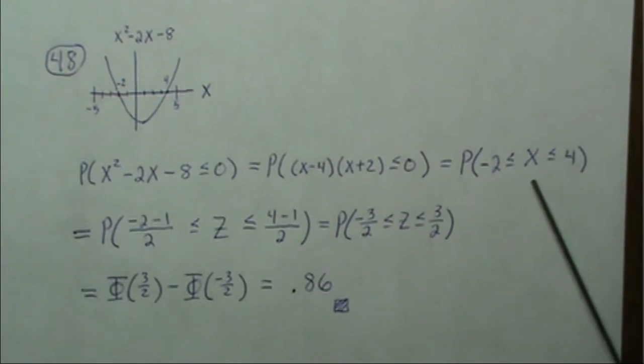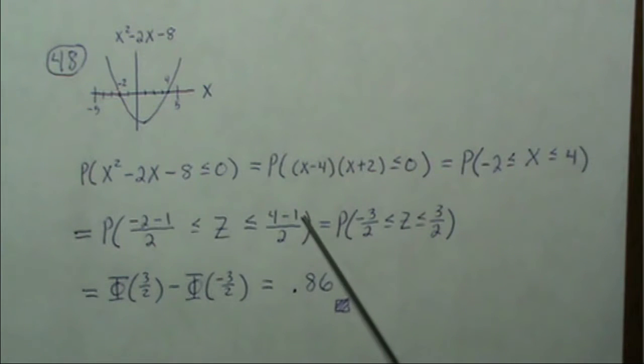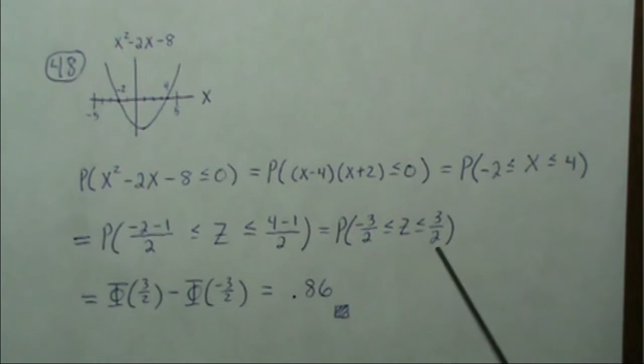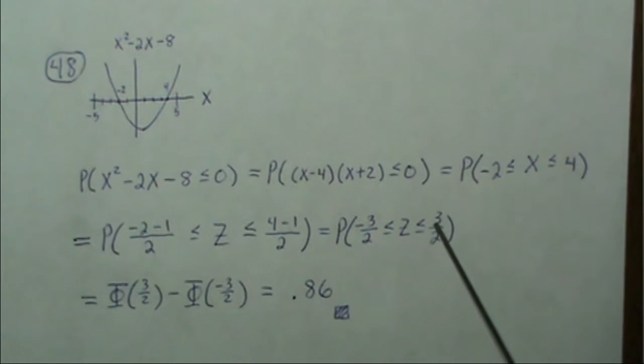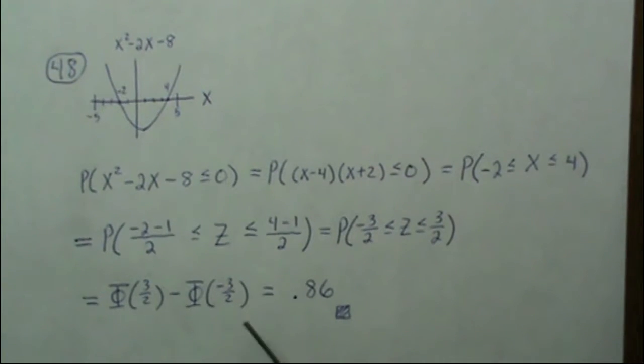So now here, since x is a normal distribution, we can subtract the mean divided by the standard deviation. The variance is 4, so the standard deviation is 2, and then we solve those and we get this. And then on the table I have, you have to look up the probability of being less than 3/2 and then subtract the probability of being less than -3/2, which is this, which is 0.86.